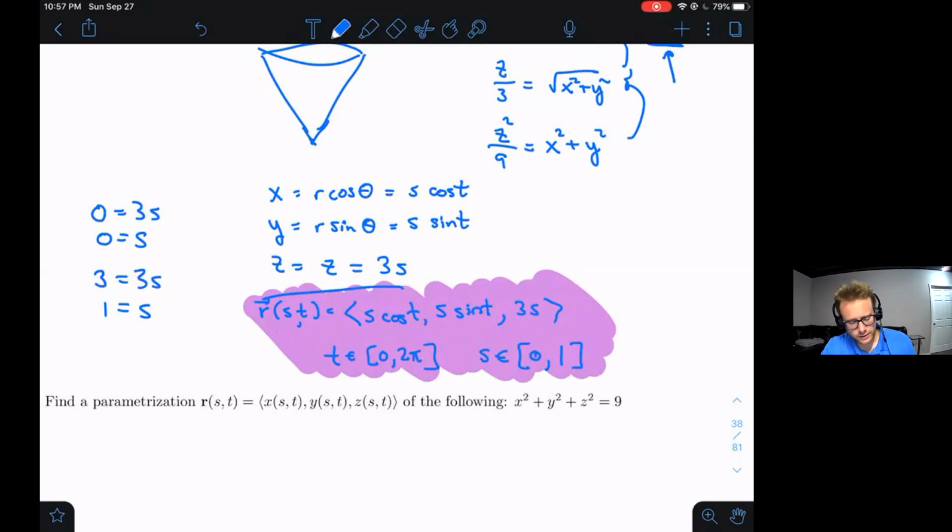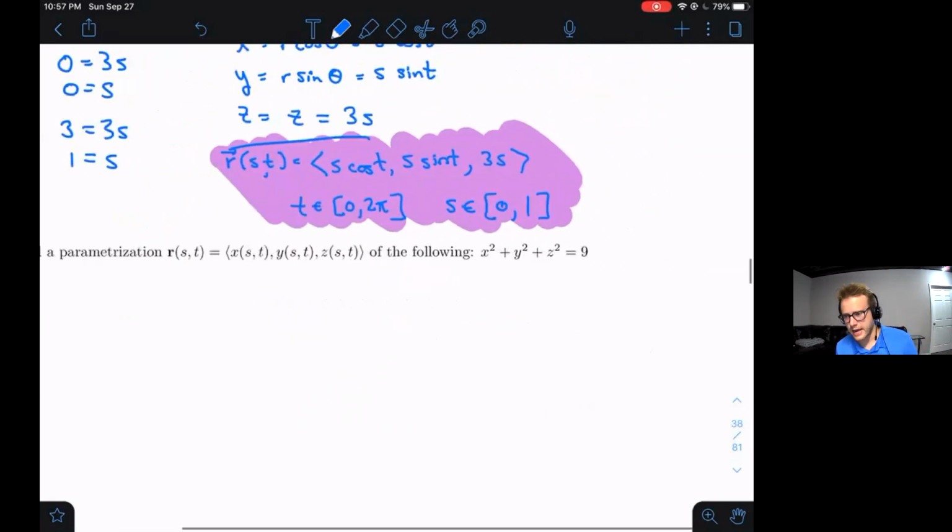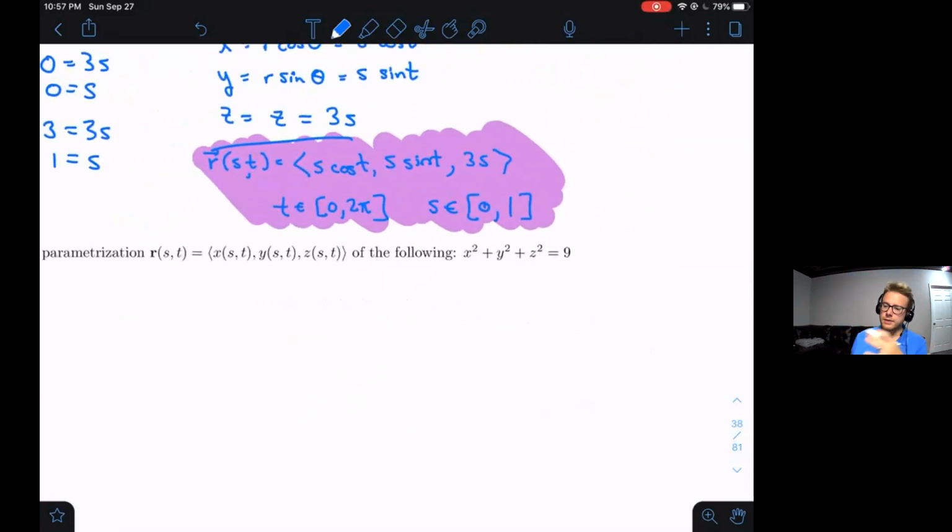All right, let's go ahead and do another one. Find a parametrization for this surface here. And of course, we could look at this and say, that's a sphere. And very similar to the last one, I'm going to think about, okay, what coordinate system do I think a sphere would look best in? And of course, the answer has to be spherical. Spherical is what's going to work very well for spheres.